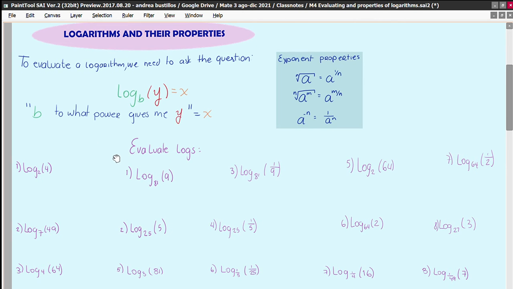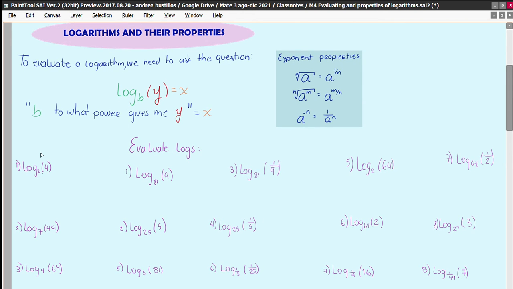In this case, I have log base 2 of 4. How do I solve this? Answering the question: 2 to what power gives me 4? And the answer is 2, meaning that the result for this logarithm is 2. The answer of a logarithm is a power.